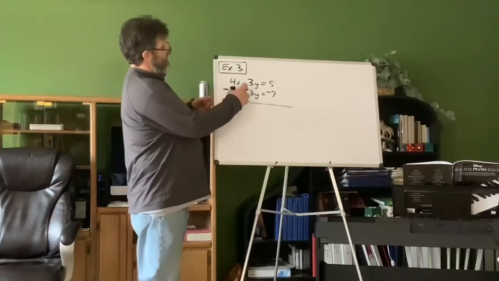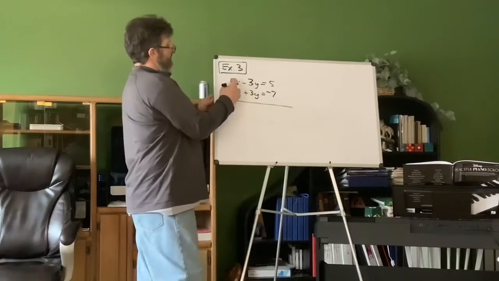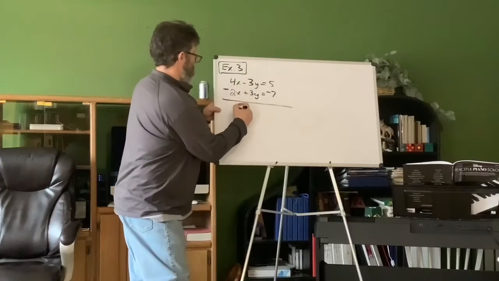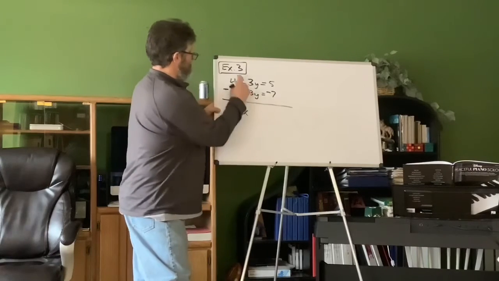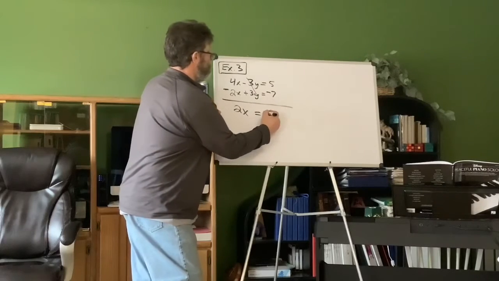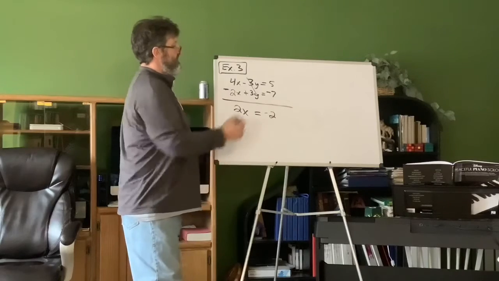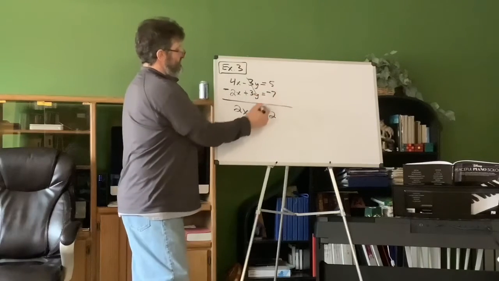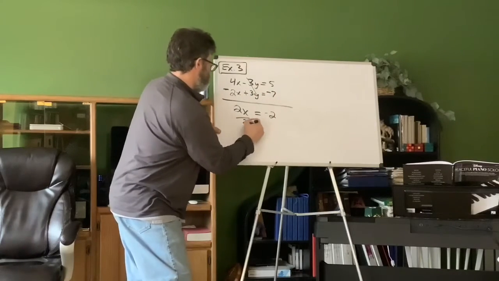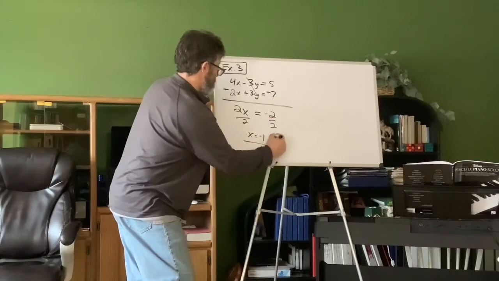Now that we have the coefficients that are the same with opposite signs, now we're going to eliminate. 4x plus a -2x is 2x. Y's cancel, equals... 5 plus a -7, right? Different signs, so we subtract. 7 minus 5 is 2. You assign the larger number's sign, -2. Divide both sides by 2. X equals -1. All right.